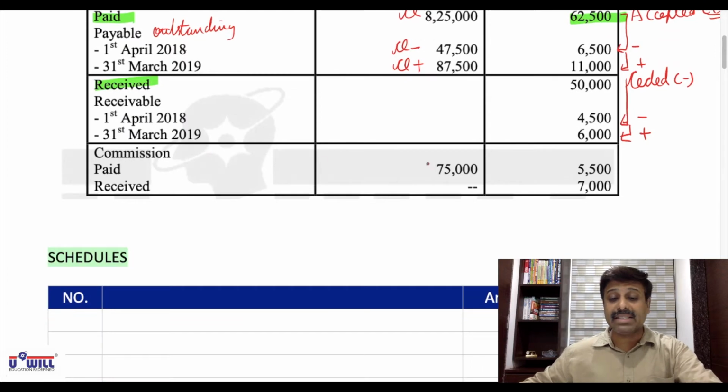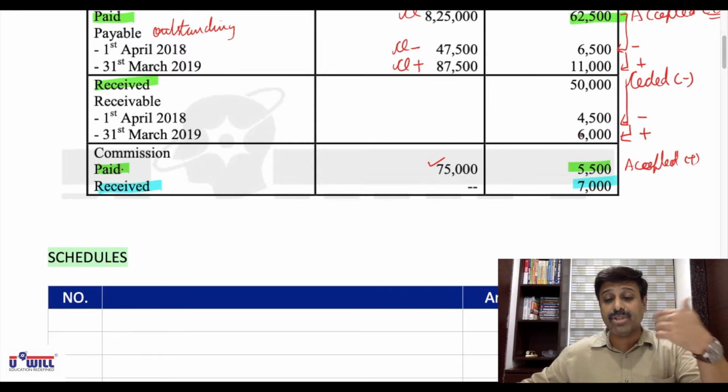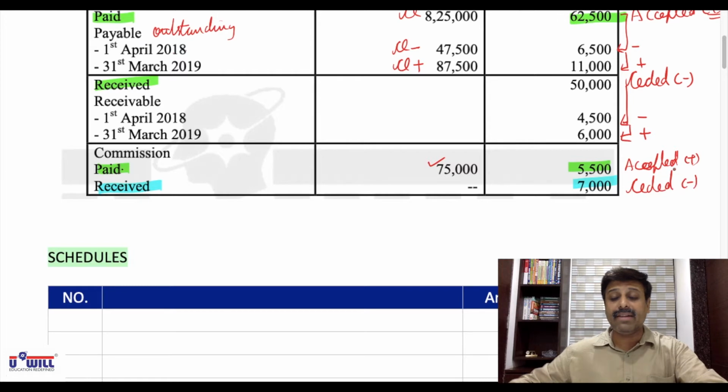Further, commission, direct business 75,000 paid. See, paid is given. So within paid, whatever amount is further paid for reinsurance, that is accepted, that we will add. And received, here the word received is given to you. In paid, received means it is ceded. When the word paid is given, claims, commissions we have to pay. So there if any amount is received, that becomes ceded, that we have to minus. Here outstanding amount is not given.